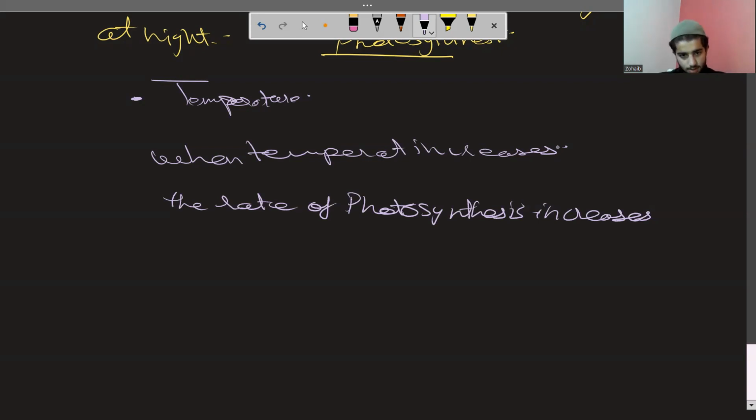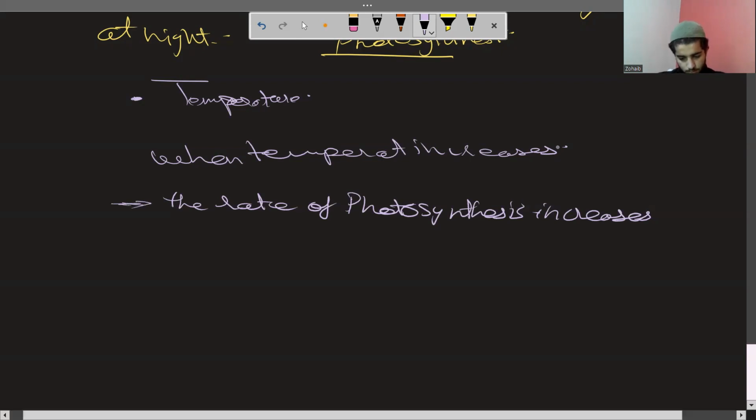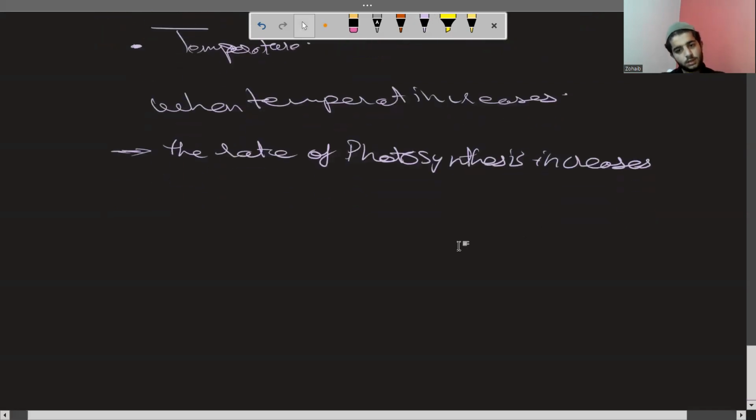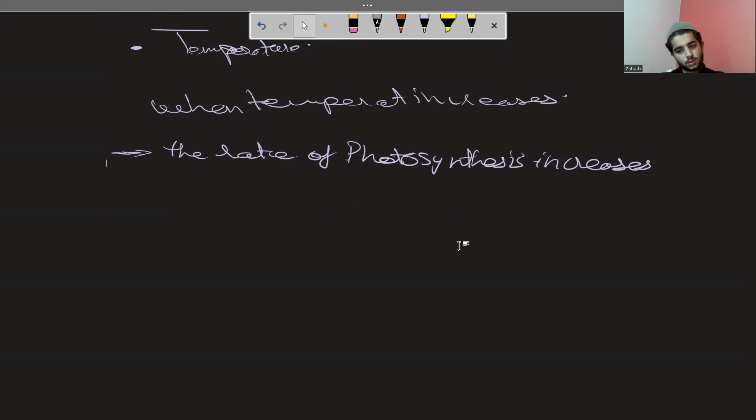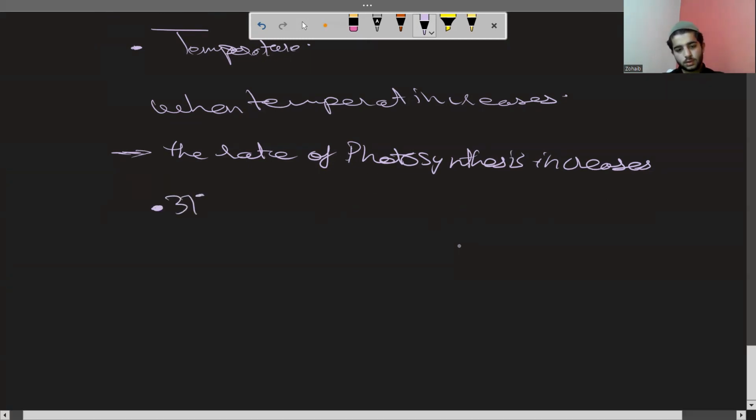Okay, so when temperature increases, the rate of photosynthesis increases, because when temperature increases, the heat increases. So the excess, the more heat needed for photosynthesis is used. Photosynthesis needs energy to be used. But there's an optimum temperature for it, and that's 37 degrees Celsius.